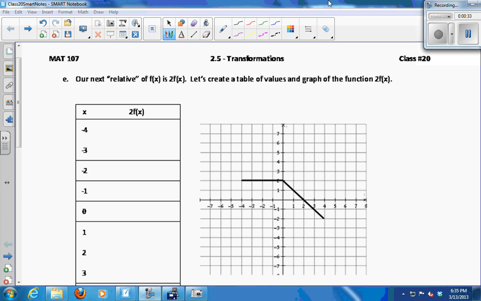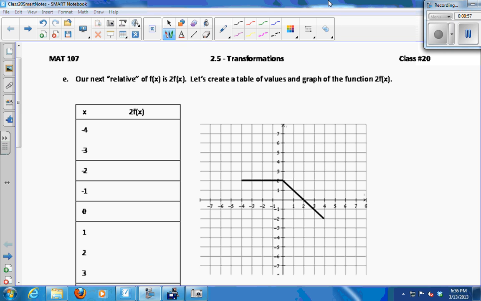Okay, yeah, the x-intercept is going to stay the same, but everything else is going to change, or? And gets stretched, yeah, gets stretched. Because f of x is just y, right? That's a fancy name for y. So this says 2 times y. So you can take every y coordinate and double it.